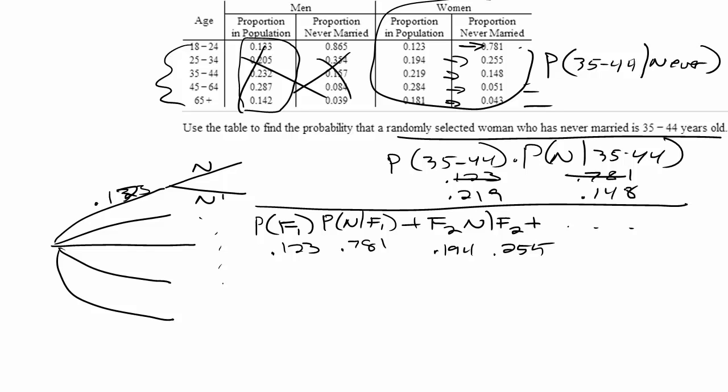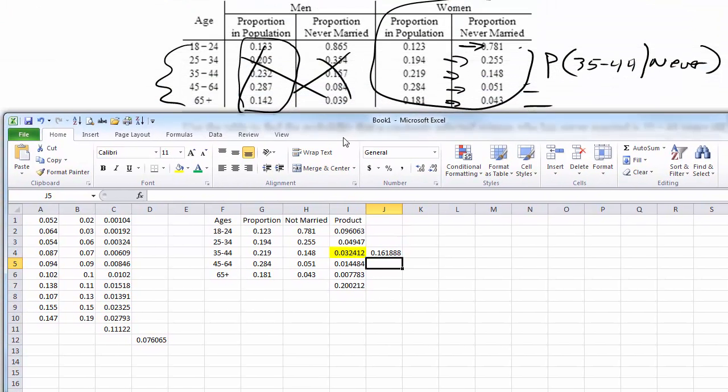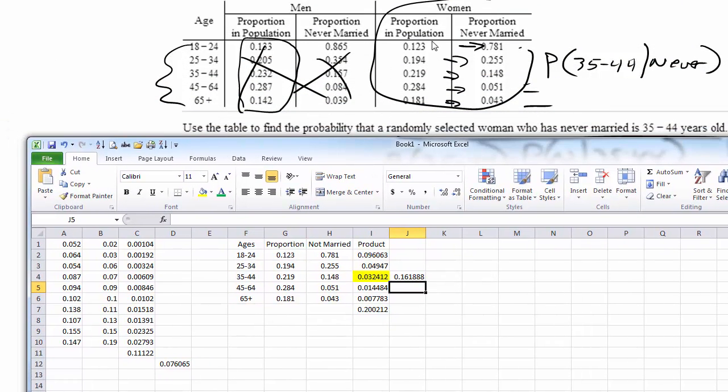Well, that's a lot of math to do by hand or in a calculator, a lot of places where you can make a mistake. So it might be better if you put it into an Excel spreadsheet or any kind of, there's a lot of online free spreadsheets. Obviously, you don't need to put in all of the details here. I just did this so you can see where the numbers are. So here are the proportions. Here are the probabilities of not being married, right? I'll move it down so you can see they match up, right? 0.123, 0.194, and so on and so forth.